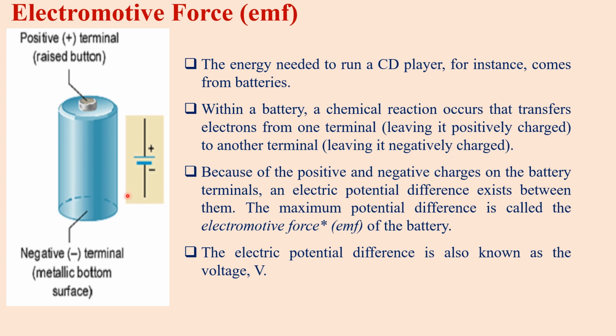So, in this battery, due to chemical reactions, electrons move from one terminal to another terminal. One terminal is positively charged and another terminal of this battery is negatively charged. Due to this positively charged terminal and negatively charged terminal, a potential difference is created between these two terminals of the battery. That is known as EMF, electromotive force.